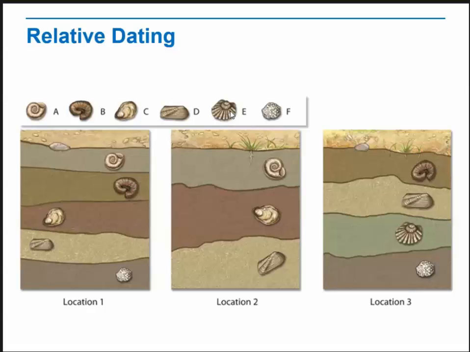Location 2 is missing the layers with index fossils B and E and F. Location 3 is missing the layers with index fossils A and C. Layers may be missing because they were never formed or because they were eroded.